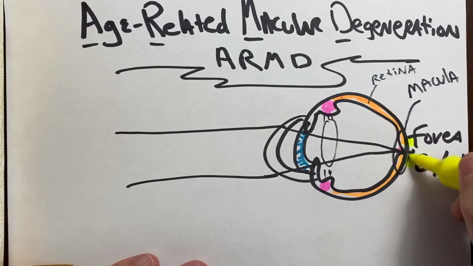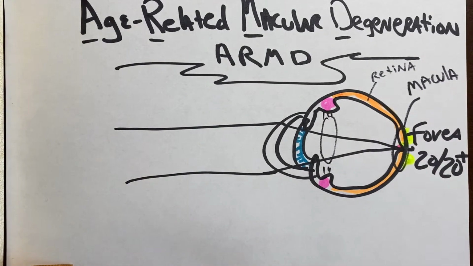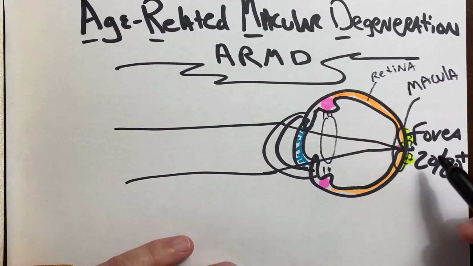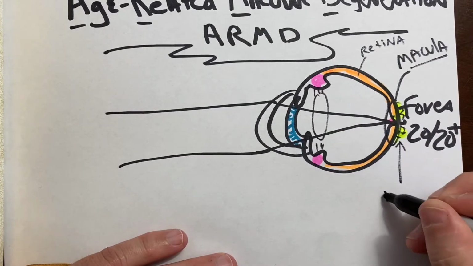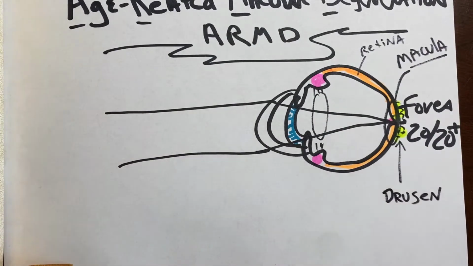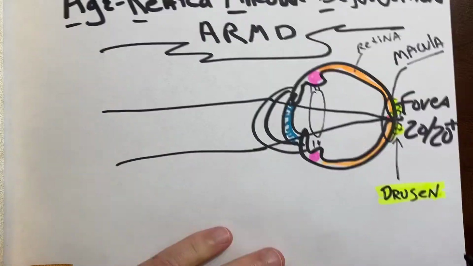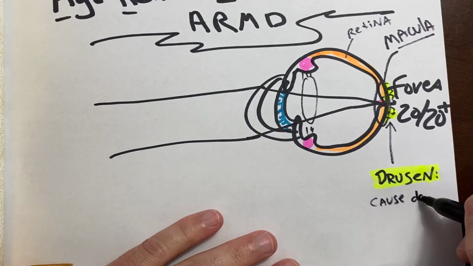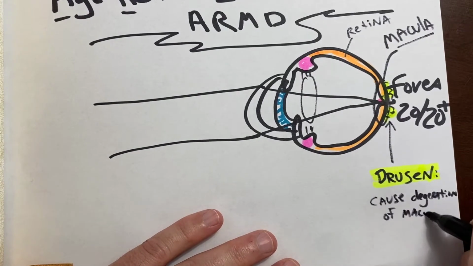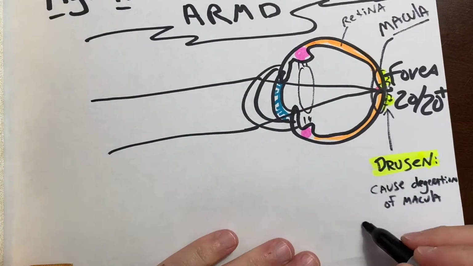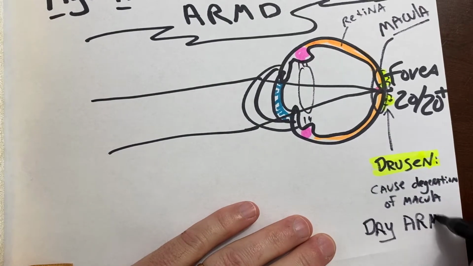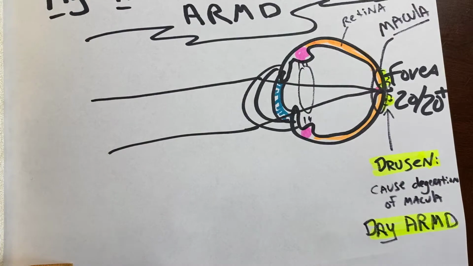All right, so what happens in macular degeneration is these little bumps start to grow inside the macula. They form, and those bumps are called drusen. If the drusen form, well, the macula degenerates. That's where we get the macular degeneration part of it. So if it's macular degeneration from drusen alone, we call that dry macular degeneration, dry ARMD.